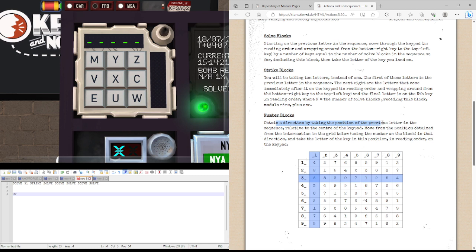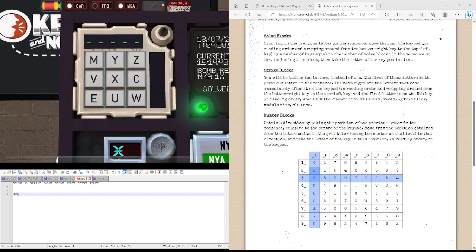Obtain direction by taking the position of the previous letter in the sequence relative to the centre of the keypad. From the centre of the keypad, our previous letter was upwards, so we're going to go upwards from here, in this grid. Move the position obtained from the intersection of the grid below in the direction we got, and take the letter of the key in this position in reading order on the keypad, so we have W.